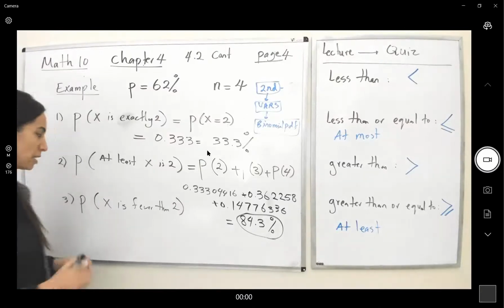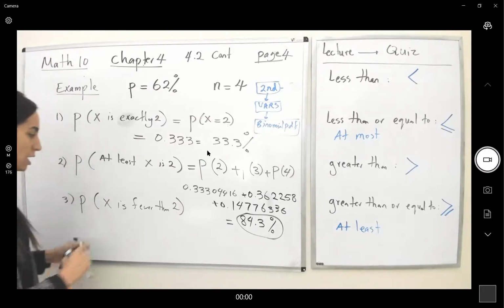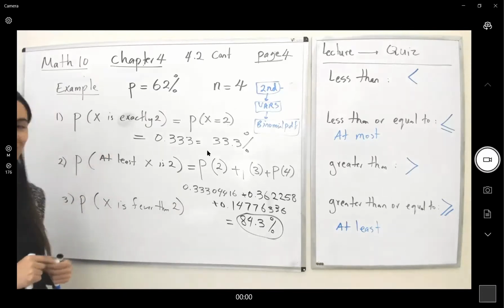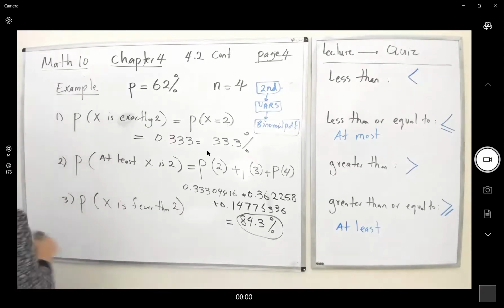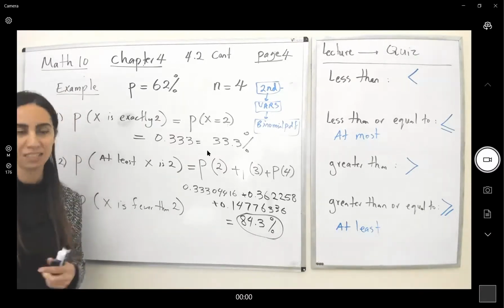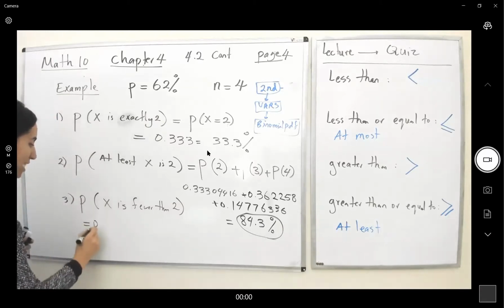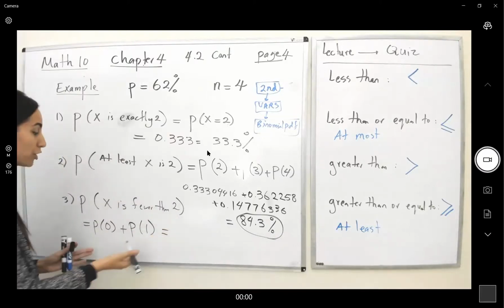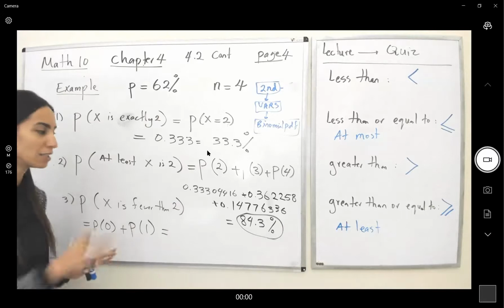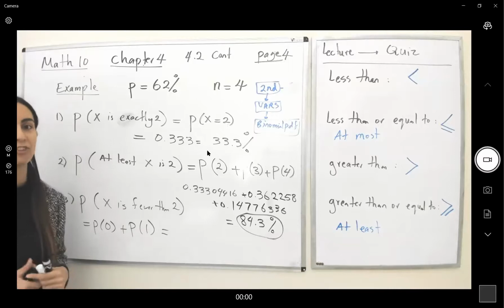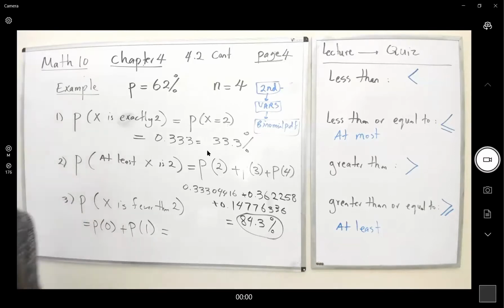Very good. How about part 3, question 3? It says X is fewer than 2, less than 2, fewer than 2. So less than 2, what are the numbers less than 2? 0 and 1. So probability that X equals 0 plus the probability X equals 1. You need to find these two probabilities, add them together, do that, then I'm going to show you how to use binomial CDF to actually calculate these.